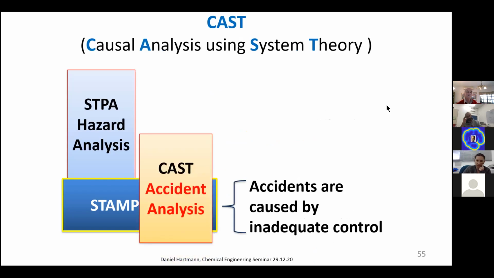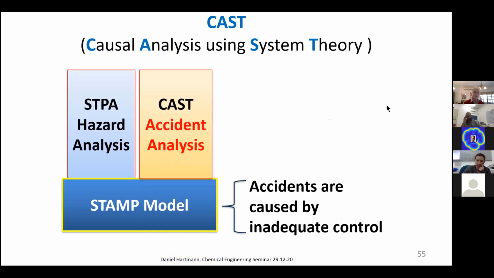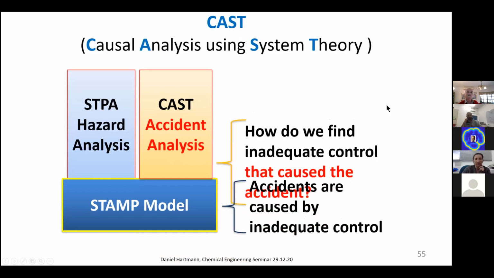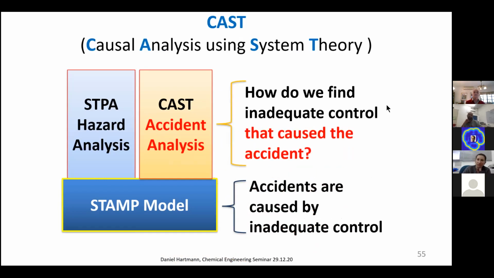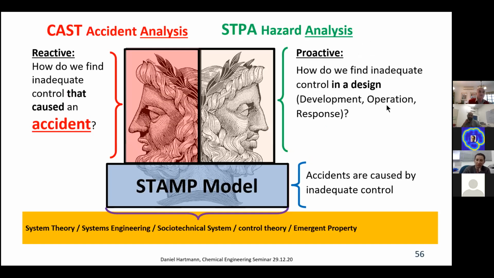And then we have another tool, which is accident analysis. In an accident analysis, we just ask ourselves, how do we find the inadequate control that caused the accidents? Yes. So actually, the same model has a reactive tool to look at accidents, disasters, or whatever you call them, and a proactive tool that we want to use as safety guided design, as I told you before.